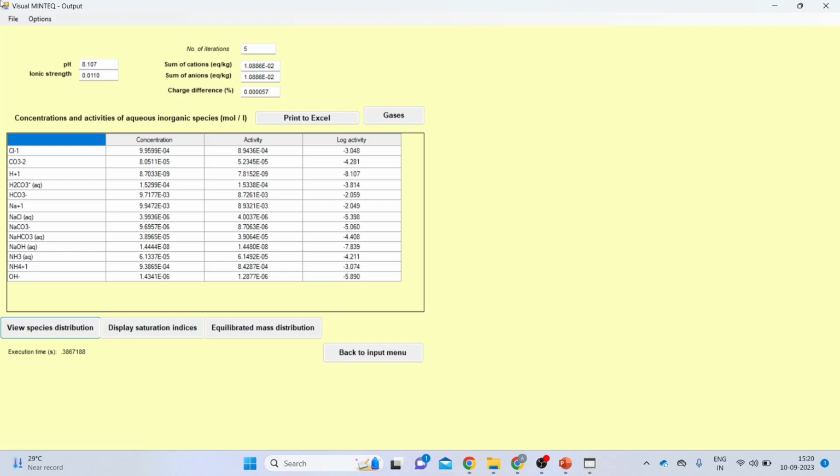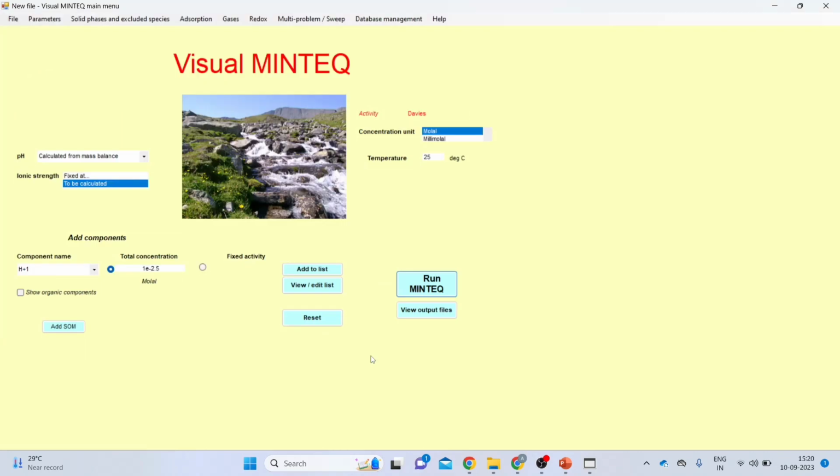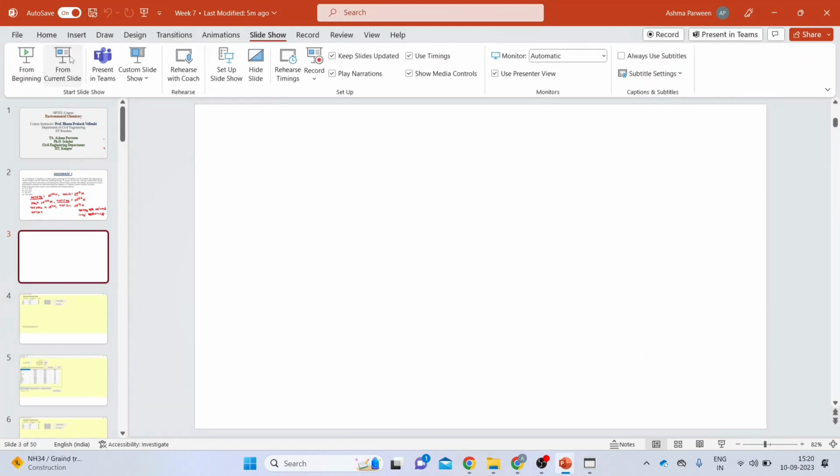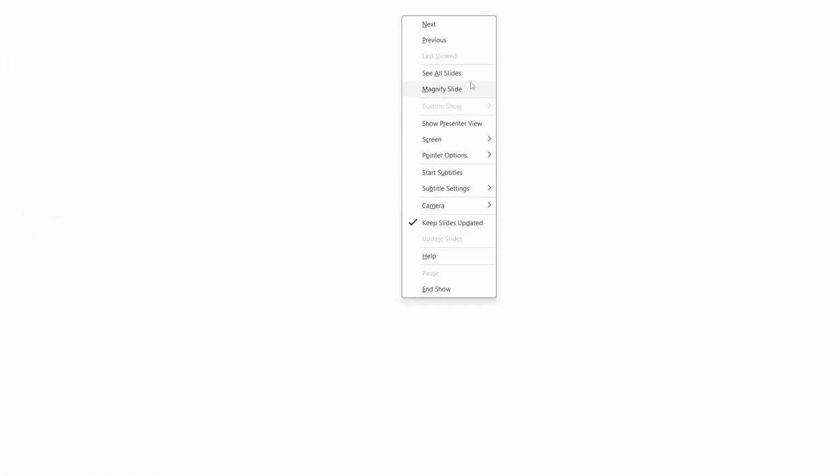It is being said that we are adding lime for the volatilization of the ammonia. So let's move to the second part. We will go back to the input menu. And now how much? We are adding 148 milligrams per liter of calcium hydroxide.